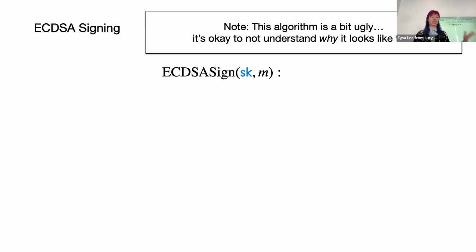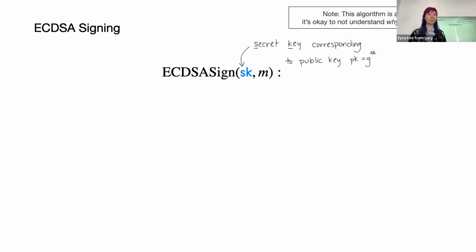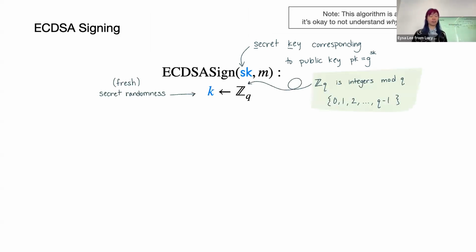And through looking at this algorithm, we'll understand why it's kind of hard. First, we have as input a secret key, which we're going to call SK, and it's going to correspond to some public key of the form G to the secret key, and we're going to have some message that we want to sign. First thing we're going to do is sample some fresh randomness from ZQ, which is just the integers mod Q, so think of 0, 1, 2, up until Q minus 1, because Q is a very, very large prime.